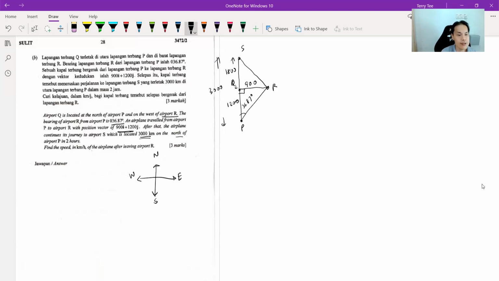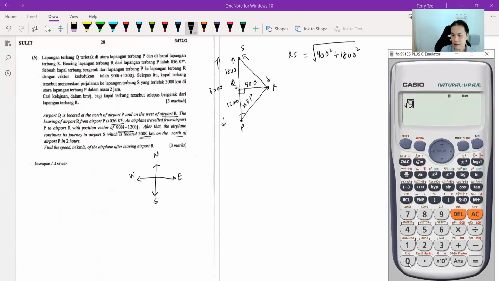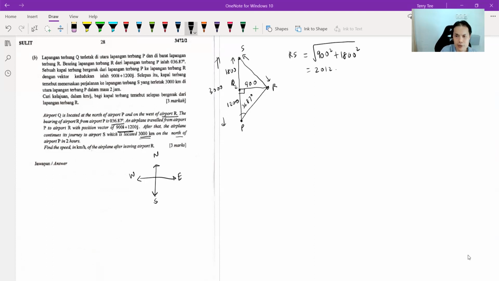Now we want to find the speed of the airplane after leaving airport R. So to find the speed, we need to know this distance, right? We need to know the distance of RS. We can just simply use Pythagoras' theorem. 900 squared plus 1800 squared, put a square root over. All right, let me just show you here. Square root of 900 squared plus 1800 squared. I got 2012.46. Yeah, 2012.46. Actually, you don't have to write so many decimal points, but just use more just in case.